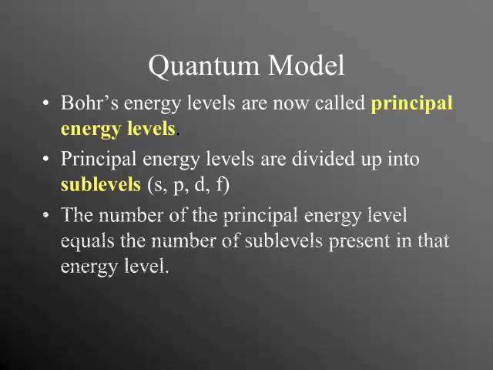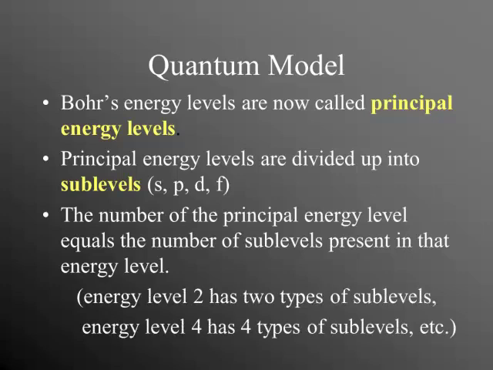The number of sublevels present in any given energy level is equal to the energy level number. For example, energy level 2 has 2 sublevels. That would be S and P. Energy level 3 would have 3 sublevels, S, P, and D.